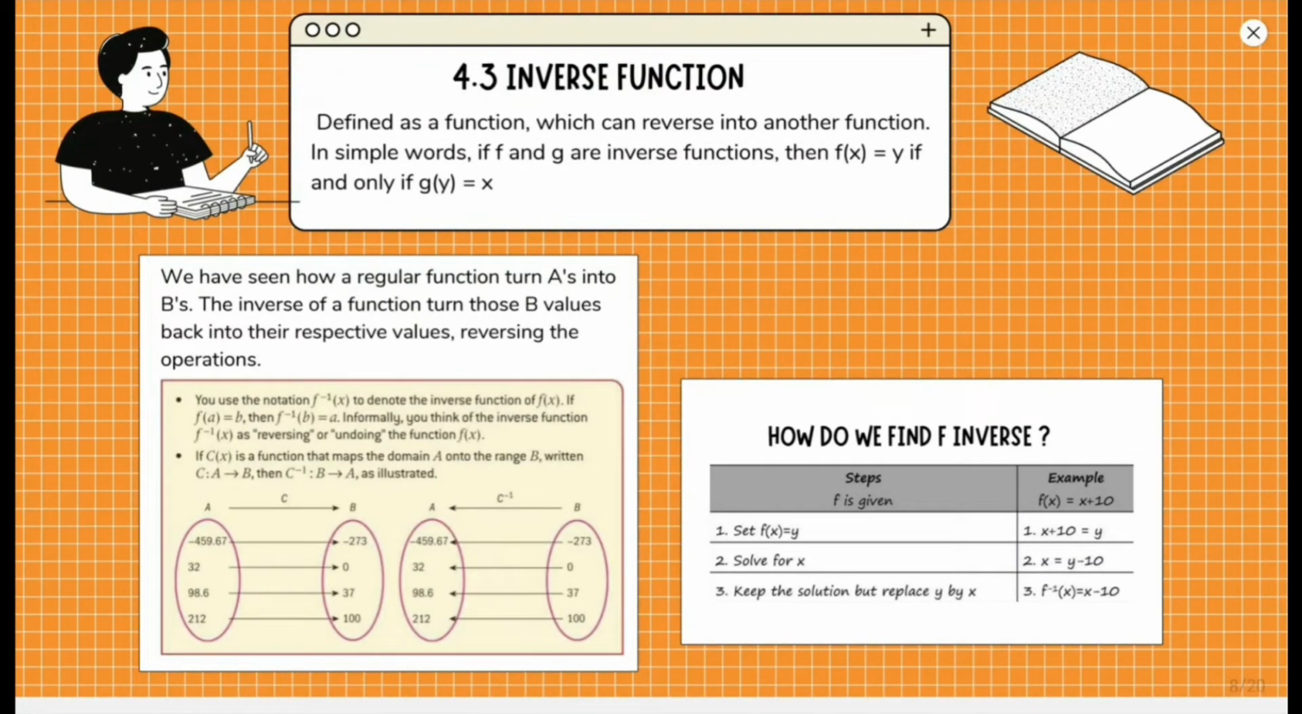Okay, we move on to the next subtopic, 4.3, which is inverse function. So basically, what is an inverse function? An inverse function can be defined as a function which can reverse into another function. In simple words, if f and g are inverse functions, then f(x) equals y if and only if g(y) equals x. So we have seen how a regular function turns a into b. The inverse of a function turns those b values back into their respective a values, reversing the operation.